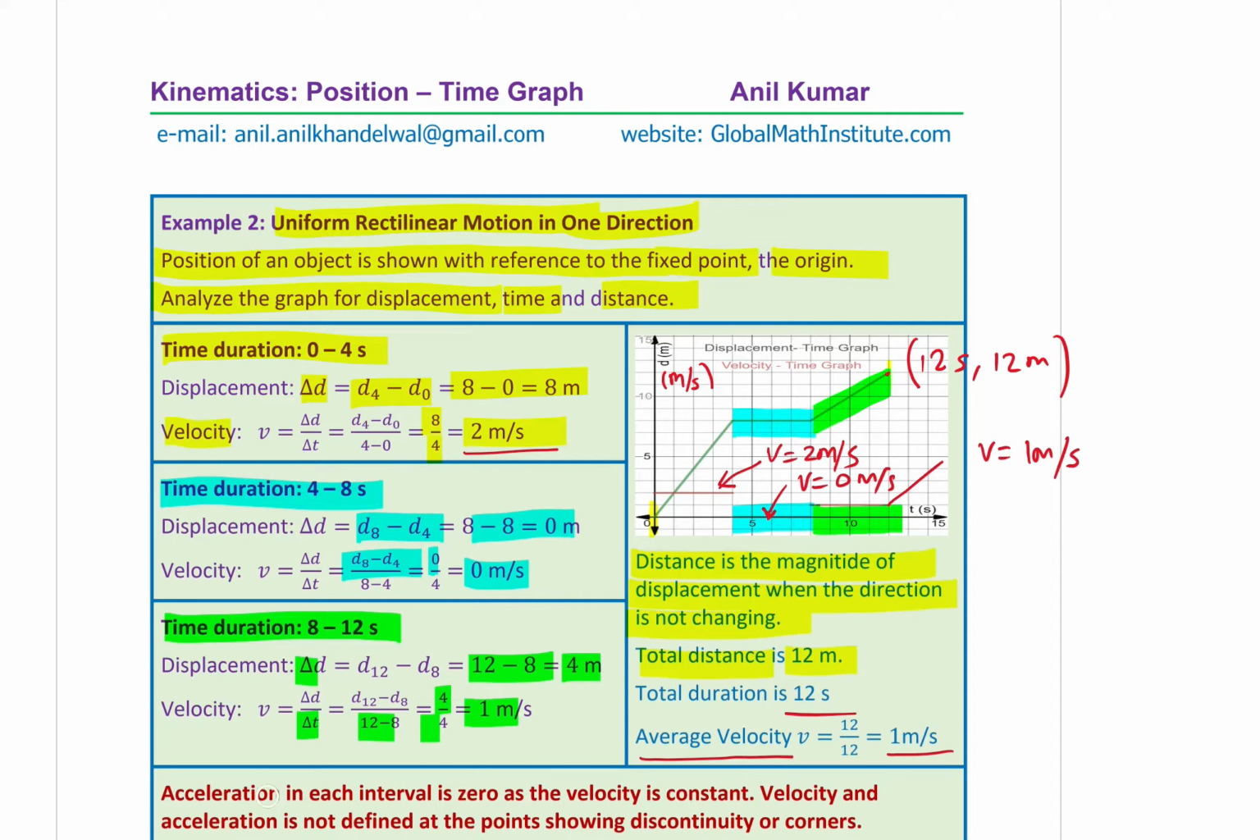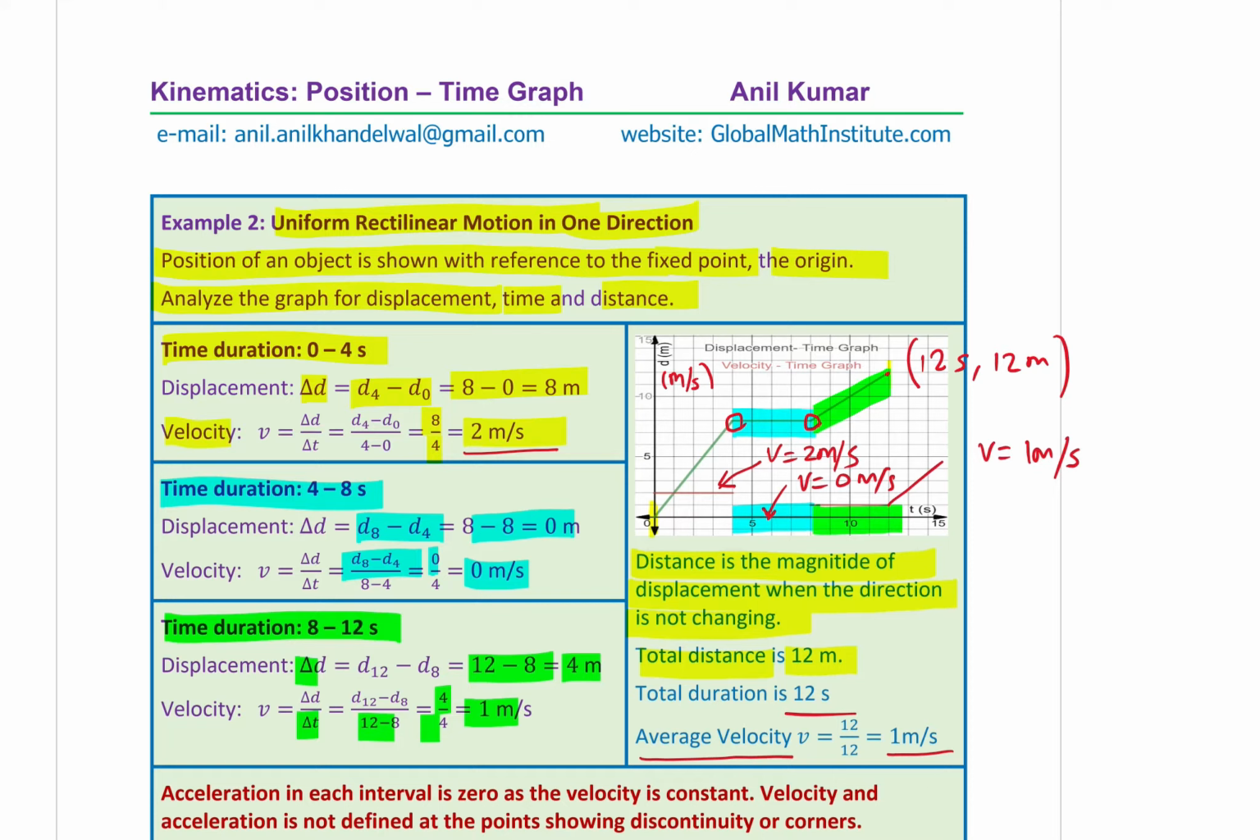Now let's talk about acceleration. Acceleration in each interval is 0 as the velocity is constant. Whether it is a constant value, which is more or less than 0, or it is 0 exactly, it is constant, right? Velocity and acceleration are not defined at the point showing discontinuity or the corners. So when you consider this corner at this point, the velocity and acceleration are not defined since we cannot exactly find the rate of change at this point, right? We do know the rate of change before and after this point, correct?